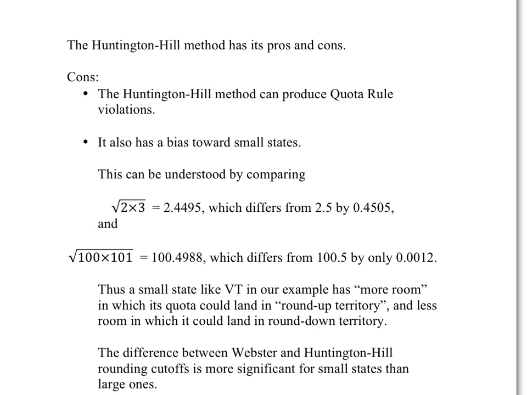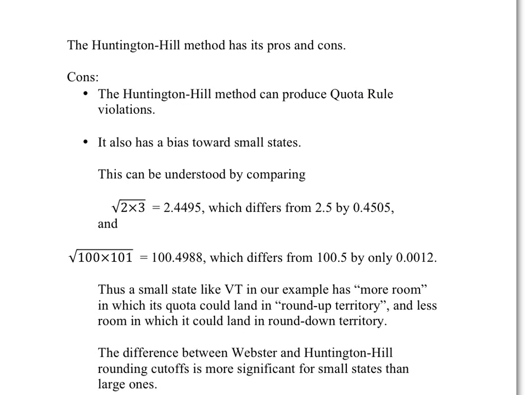Not surprisingly, the Huntington-Hill method has its pros and cons. Since this is the apportionment method that's actually used currently for the U.S. House of Representatives, let's end on a positive note and break with our tradition in this course. Let's discuss the cons first and end with the pros. So the Huntington-Hill method can produce quota violations. Okay, so this is a little bit unfortunate.